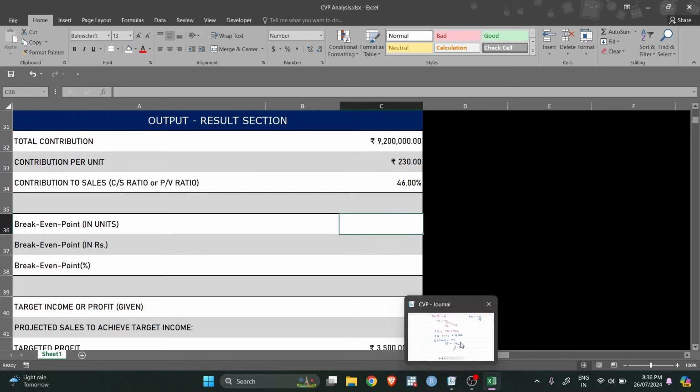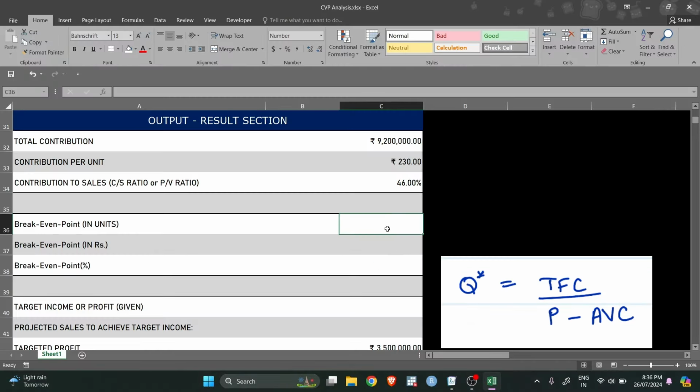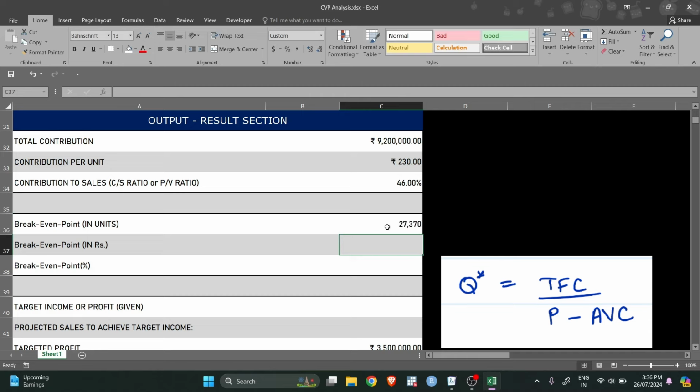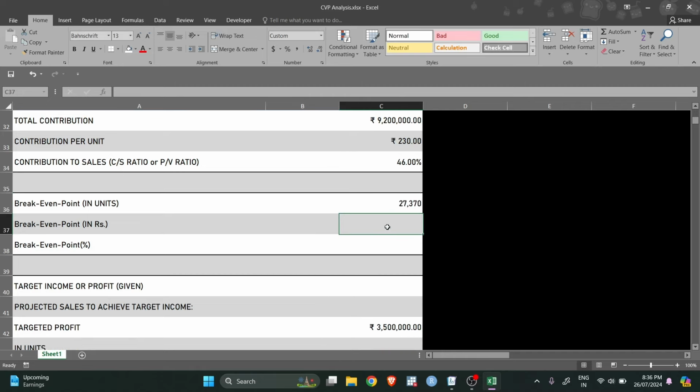So in quantity we have already seen this is total fixed cost divided by what? Selling price, which was P price, minus per unit variable cost. Brackets closed, hit enter. So this is what we have got. So this much quantity we need to produce in order to get profit equal to 0.